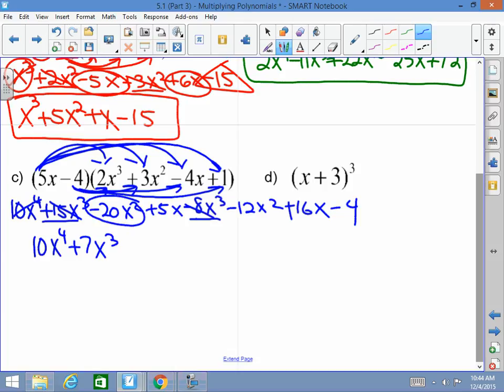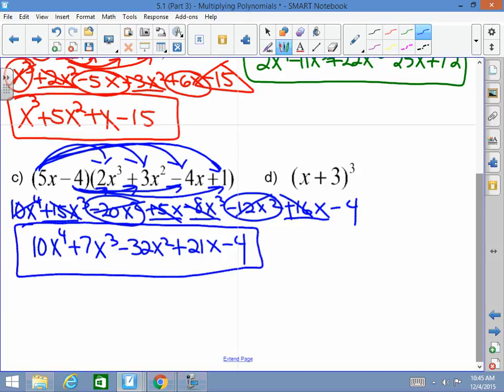Negative 20x squared and a negative 12x squared. You nailed it. Negative 32x squared. Beautiful. Well done. I got a positive 5x and a 16x, so that's 21x. Phenomenal. And then minus 4. And that is my answer. Does that make sense, gentlemen? Okay.